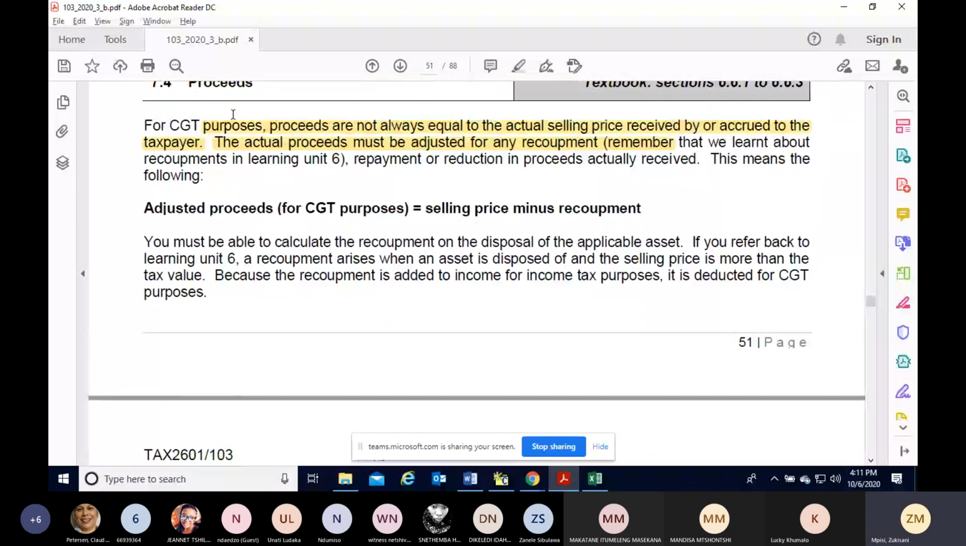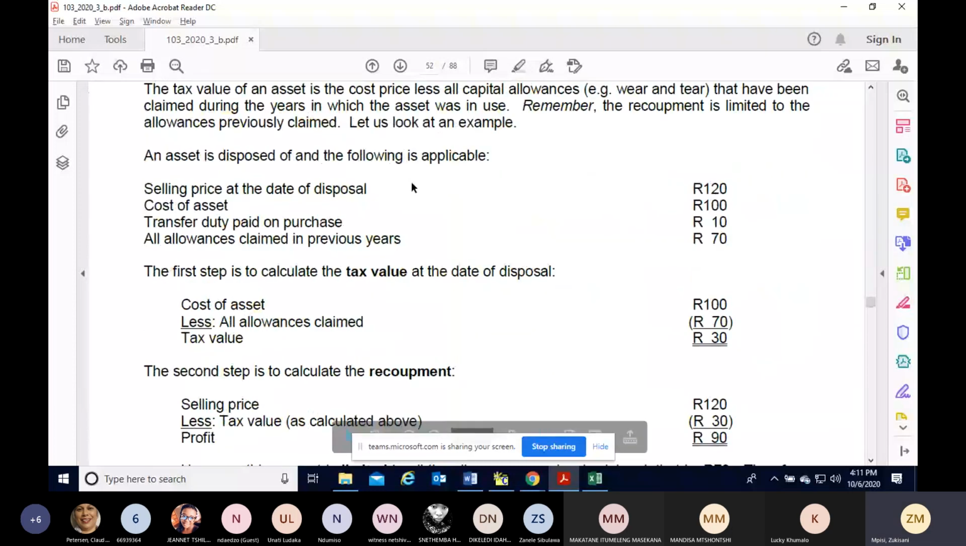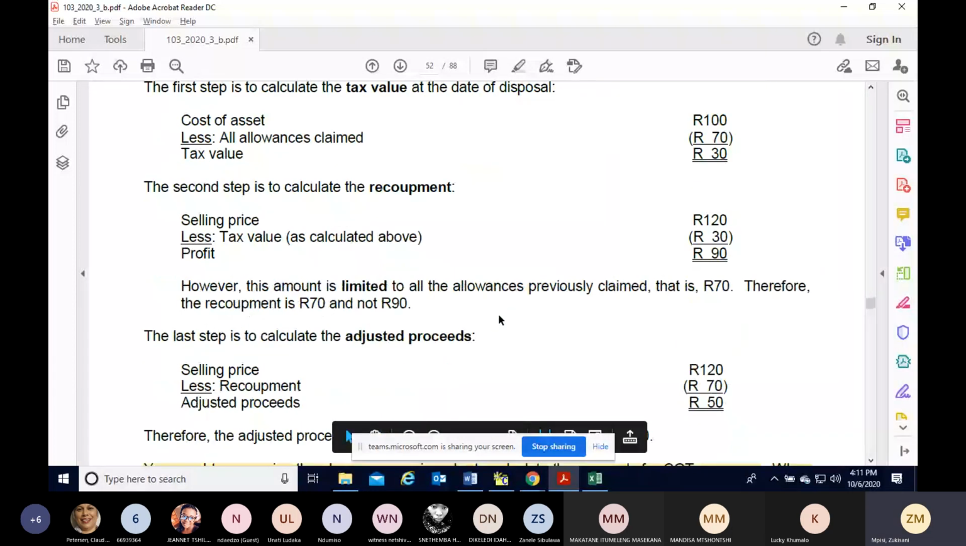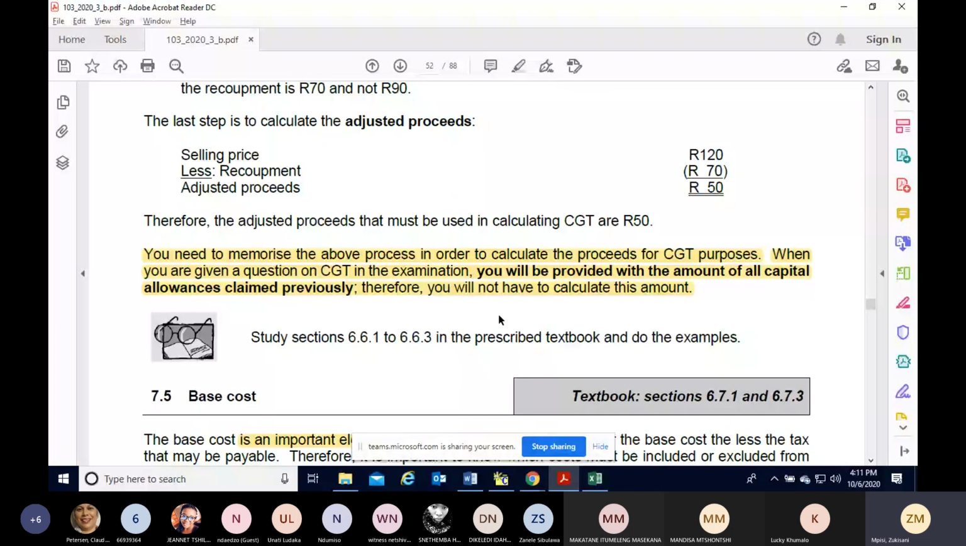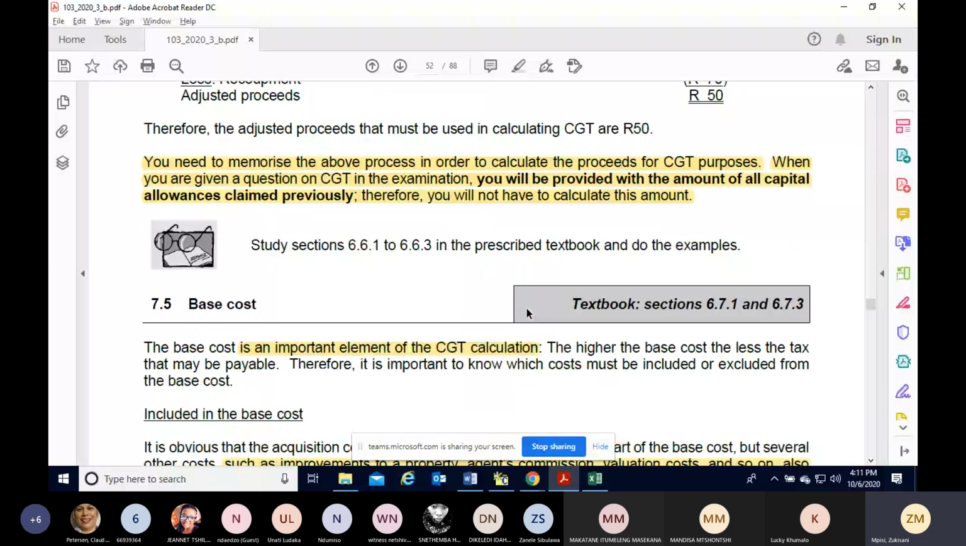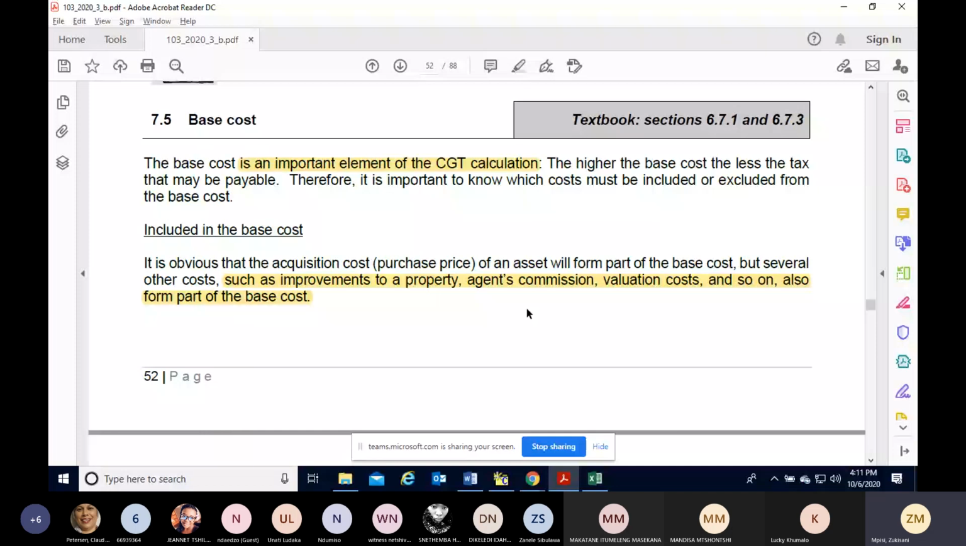So for CGT purposes, proceeds are not always equal to the actual selling price. These need to be adjusted by recoupment. So this is a nice example provided of how you calculate recoupment and how you get to the adjusted proceeds. Important part is you need to memorize the process in order to calculate proceeds. The capital allowances will always be provided in an exam. You won't have to calculate them for CGT purposes only.